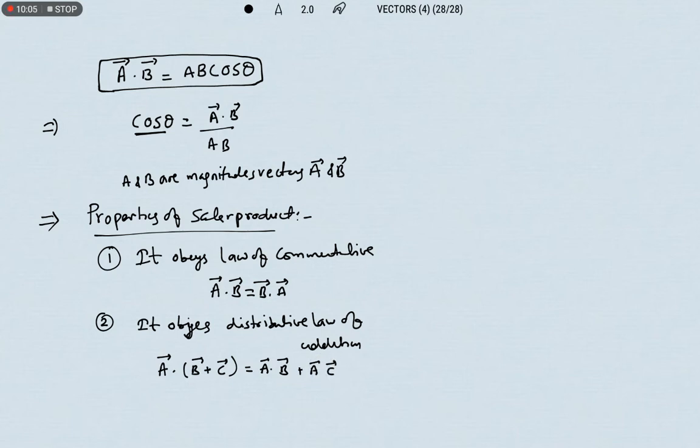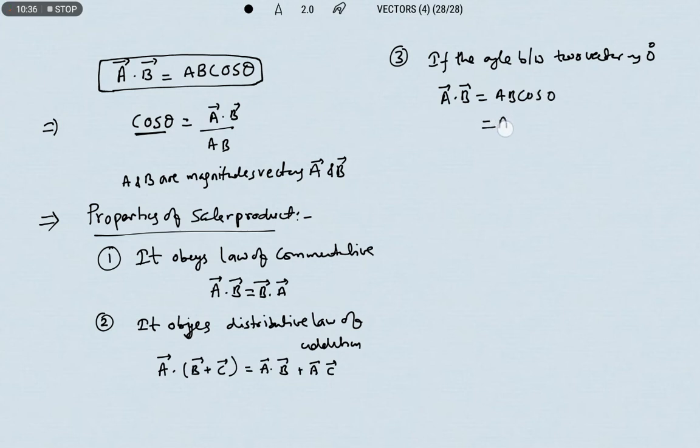In the same way, if the angle between two vectors is 0 degrees, then A bar dot B bar equals AB cos 0, which is 1, so the dot product between them is maximum.